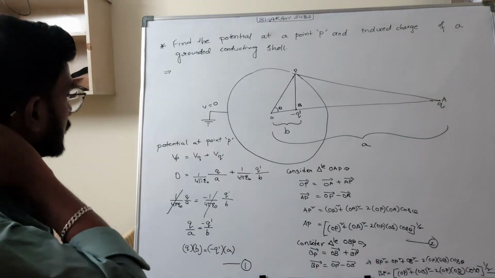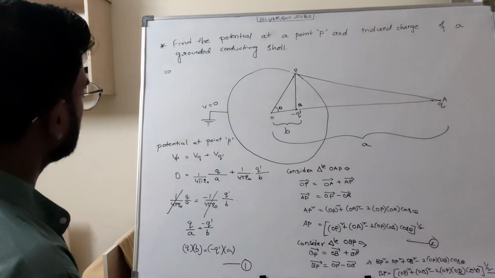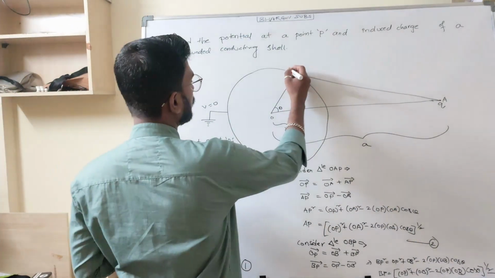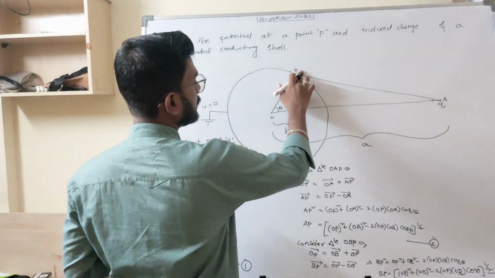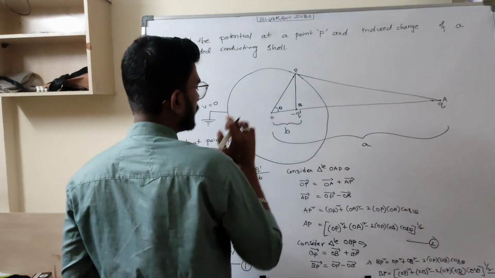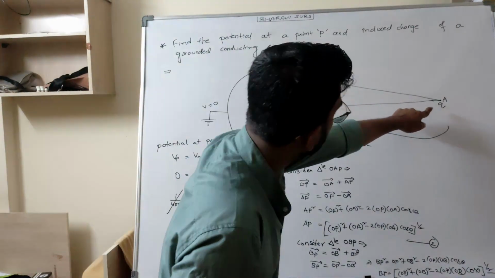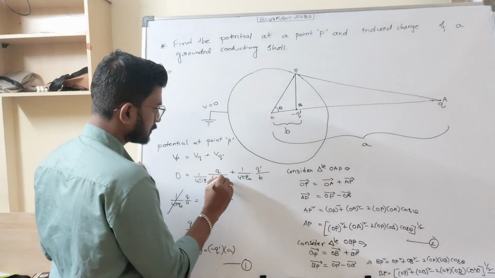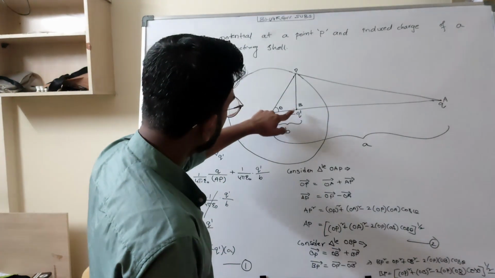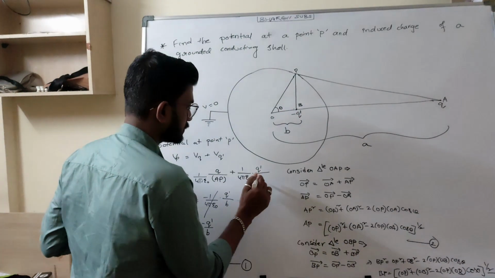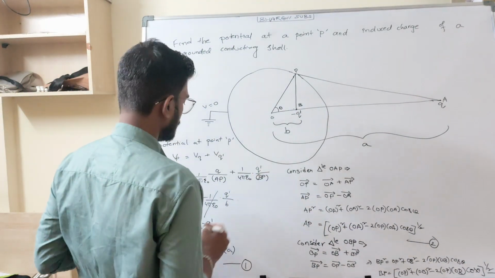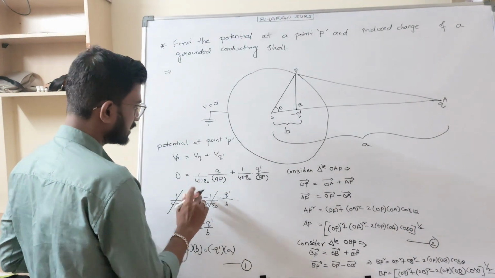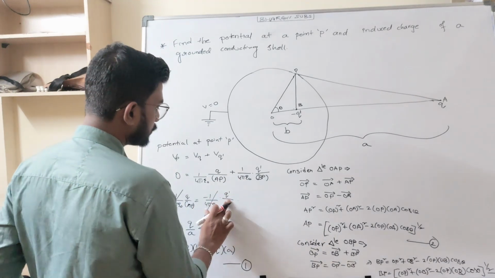Now, a small mistake was there: we have to consider the potential at point P. The distance of P from Q is AP, and the distance of P from B is BP. So 1 by 4 pi epsilon naught Q by AP is equal to minus 1 by 4 pi epsilon naught Q dash by BP.